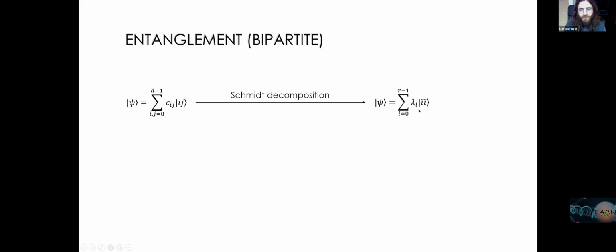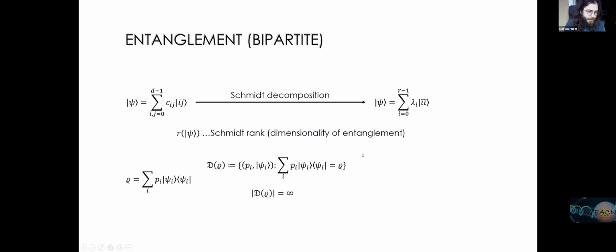Yeah, so just a quick primer on entanglement for pure states. Any quantum state I can write in the also many times mentioned Schmidt decomposition, and the number of non-zero terms in the Schmidt decomposition is the Schmidt rank, and this is kind of the dimension of entanglement. It's the number of degrees of freedom I essentially need to faithfully represent all the correlations in the state. That's why it's also often called the dimensionality of entanglement.